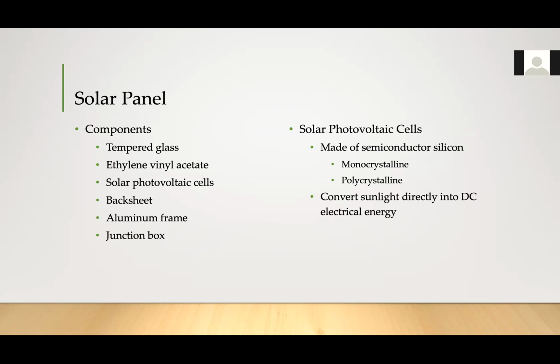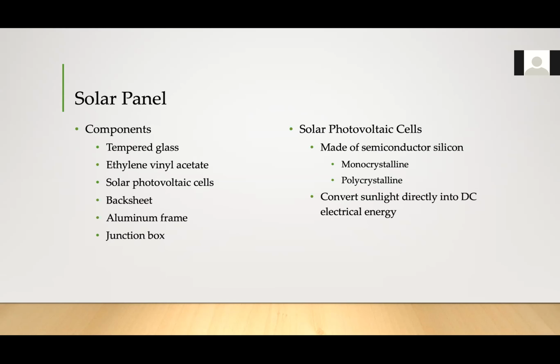And the back sheet is kind of like the backbone for the whole thing. It's for mechanical protection, and it also helps out with the electrical components, such as the junction box, because this is what it's going to be mounted on. And surrounding the whole thing is going to be the aluminum frame. This is just a standard brace, kind of like an exoskeleton for the solar panel.